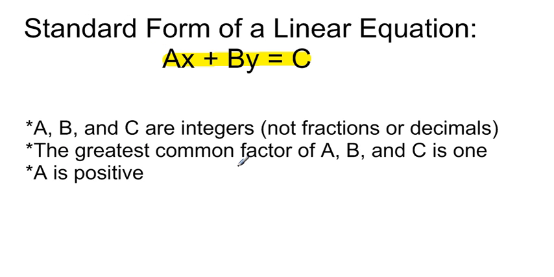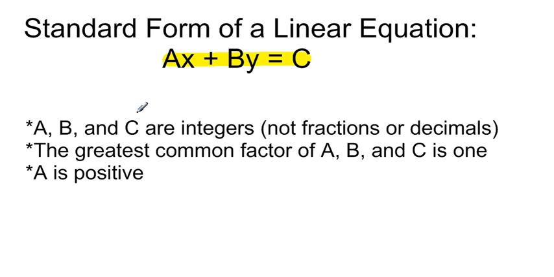Next, standard form of a linear equation. Any linear equation can be converted into the form a times x plus b times y equals c. This is what we mean by standard form of a linear equation. You want the x and the y values on the left side of your equation and then some constant c on the other side. Now there's 3 key things to remember about standard form.